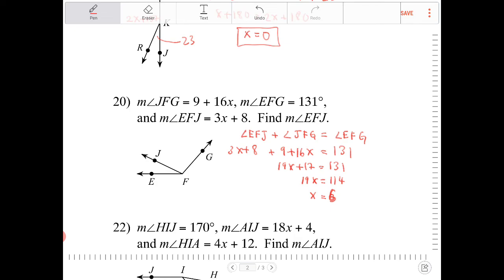what is angle EFJ? Angle EFJ is equal to 3 times 6 plus 8. So angle EFJ will equal 3 times 6 is 18. 18 plus 8 is 26.